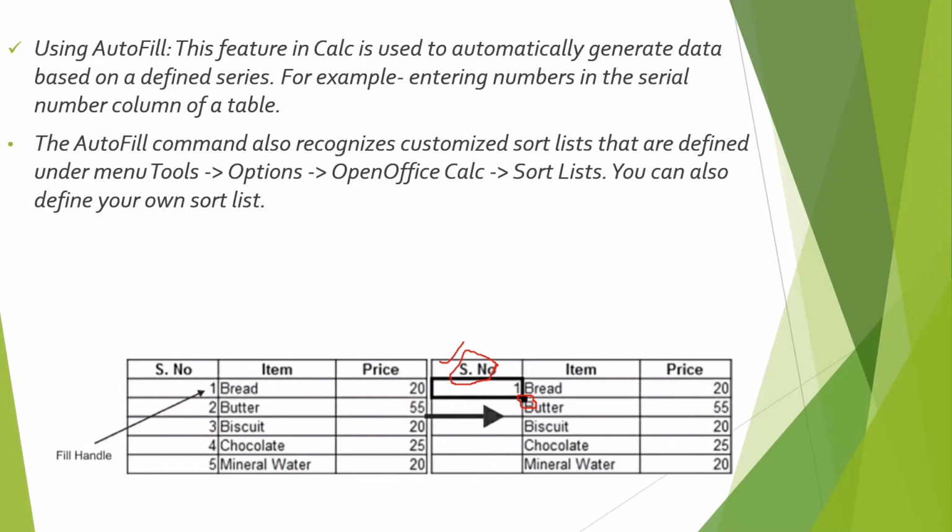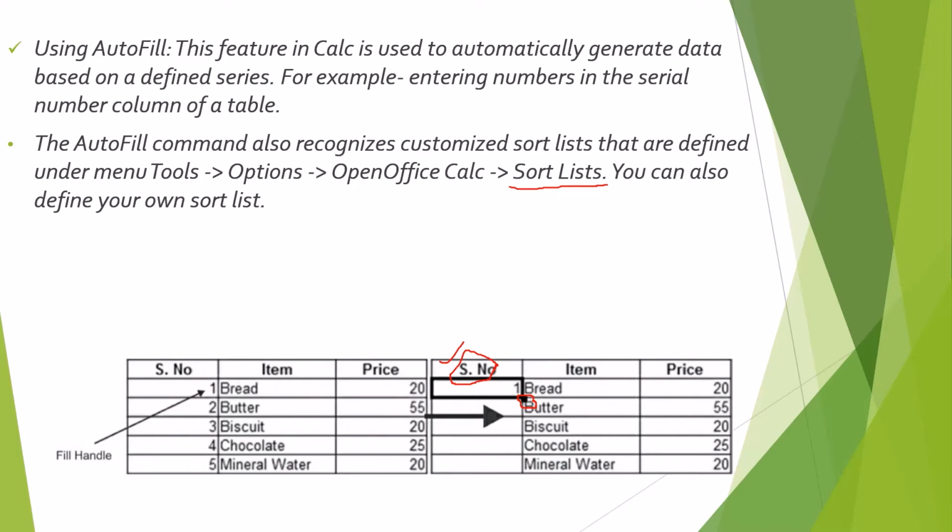So there are already customized lists also present in OpenOffice Calc, and you can find them in the sort list options, which is present under the tools menu. Also, if the list is not available there according to your choice, then you can define your own list.